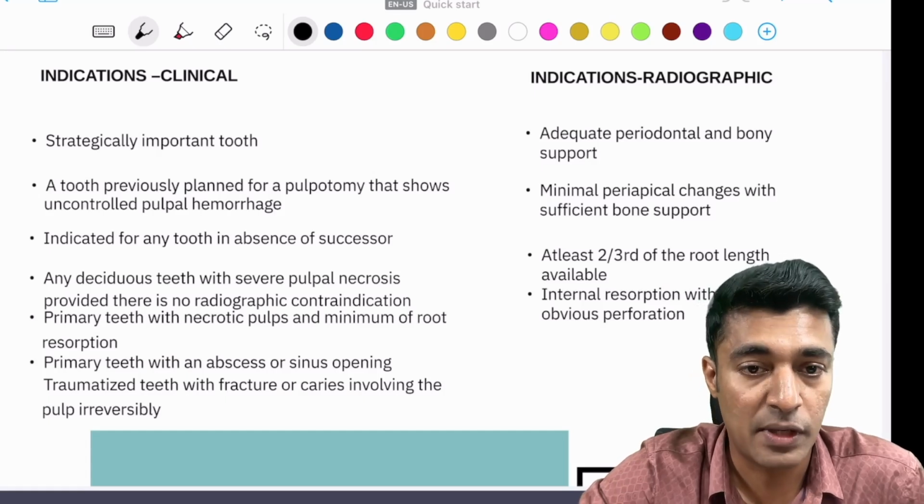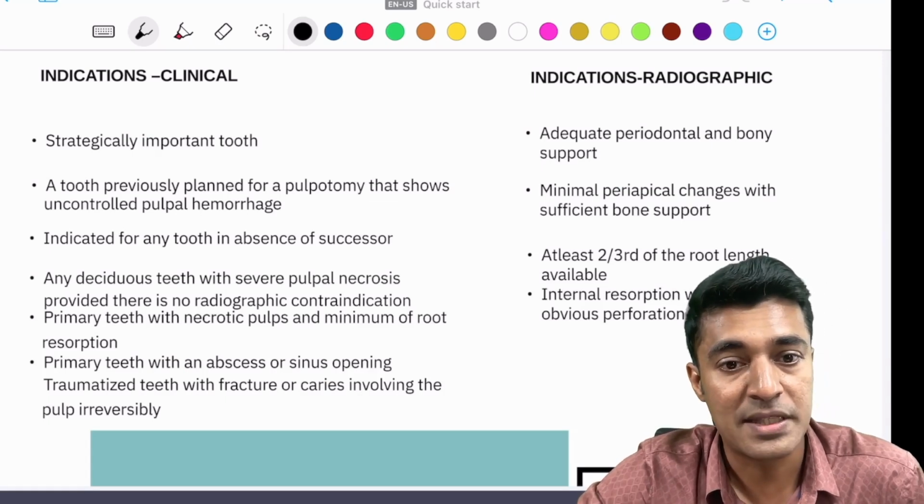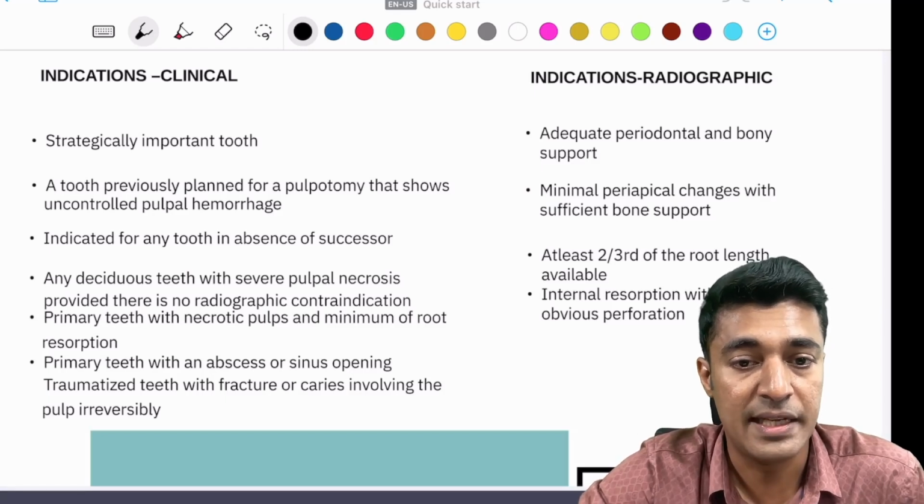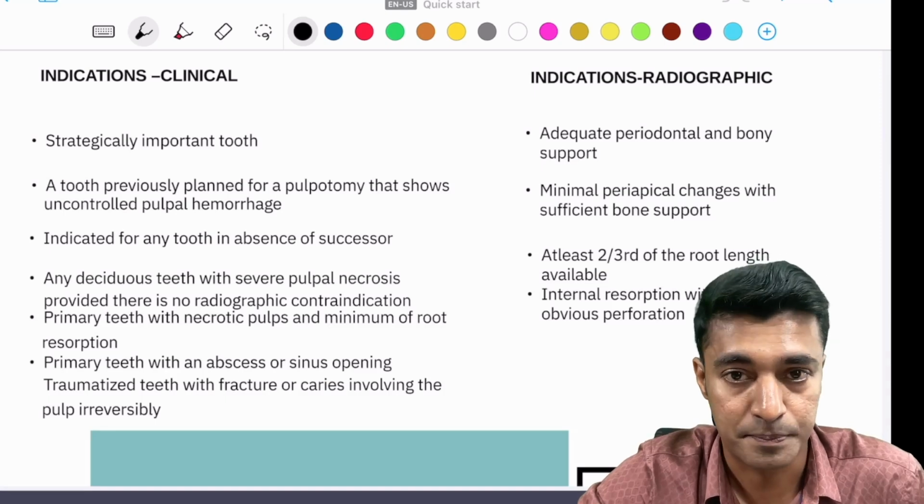Primary teeth with necrotic pulp and minimal root resorption. Primary tooth with an abscess or a sinus opening, and traumatized teeth with fracture or caries involving the pulp irreversibly.